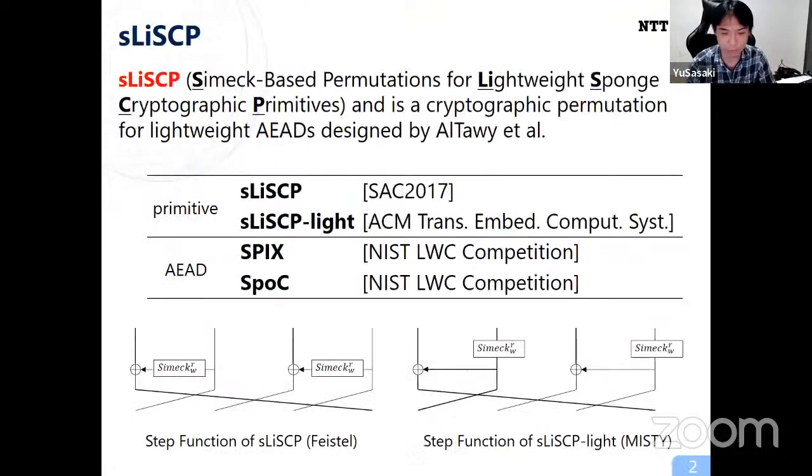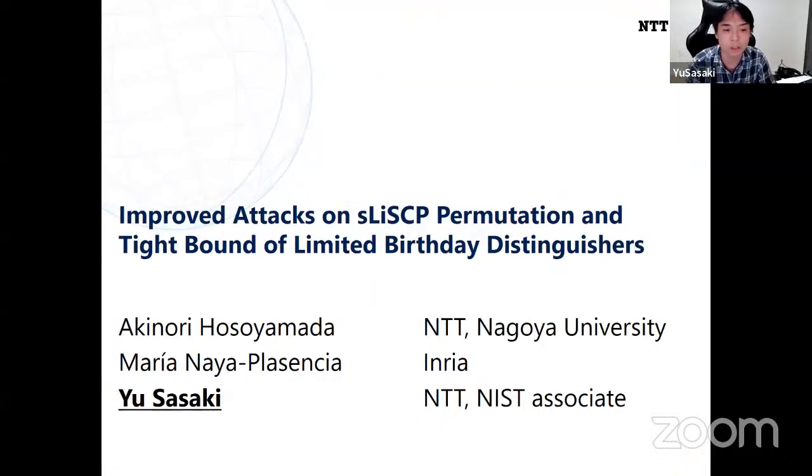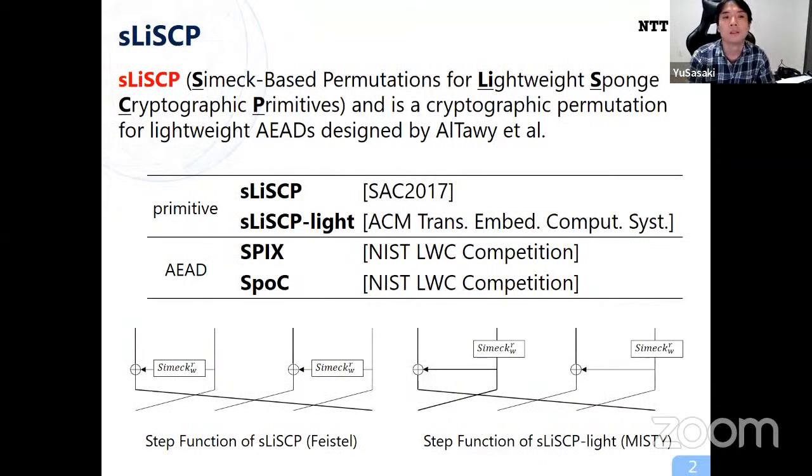This is a joint work with Akinori Yamada from NTT and Ariane Presencia from India. As the title suggests, this is a combination of dedicated attacks and generic attacks. For the dedicated attacks, the target is SLI-SCP. This is a cryptographic permutation designed for use in the sponge framework to build AEAD.